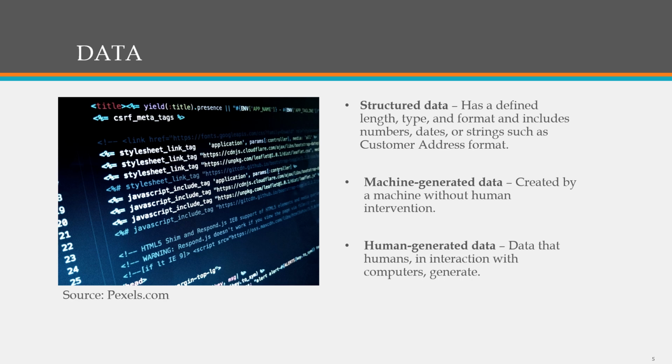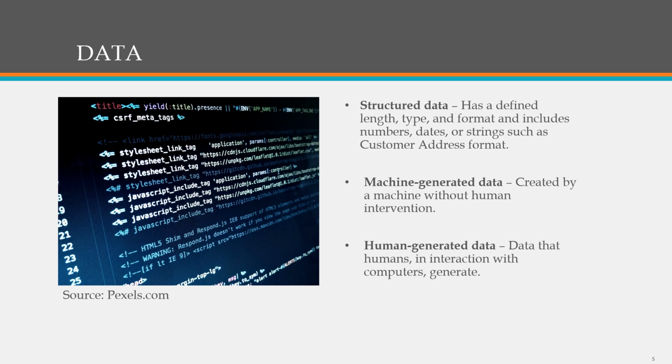So data from a structured perspective is very much a clean, defined set of data that you can use for your system sharing. It has a defined length, type, and format and includes numbers, dates, or strings. For example, a customer address format. In this format, we want the address a certain way, where we use either the acronym for the state or we have the full spelling of the state. Whatever we decide, that's our structured data, as an example.